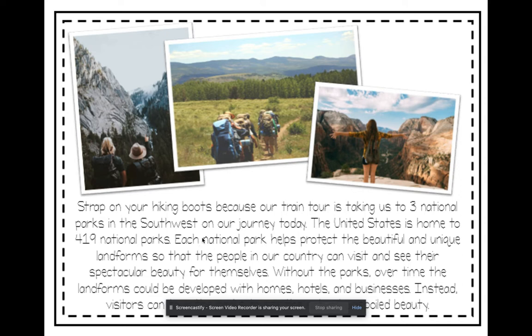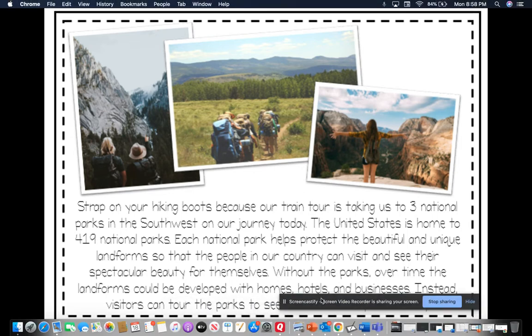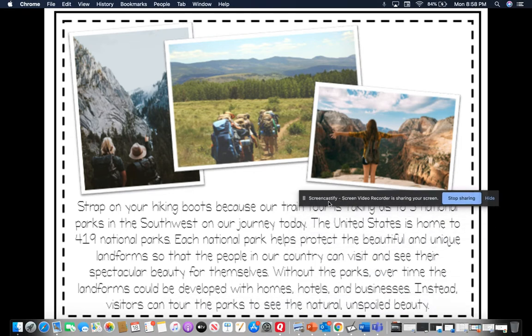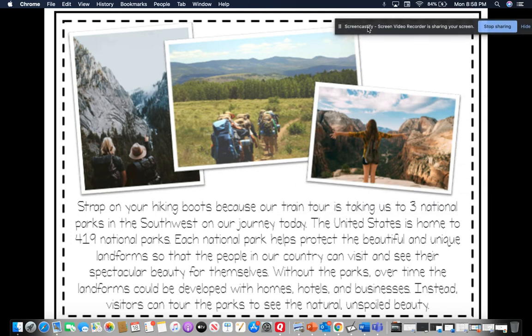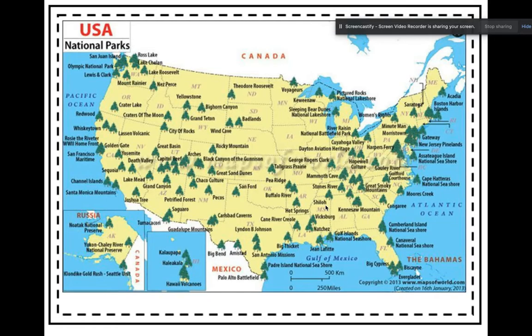So strap on your hiking boots because our train tour is taking us to 3 national parks in the Southwest on our journey today. The United States is home to 419 national parks. Each national park helps protect the beautiful and unique landforms so that the people in our country can visit and see their spectacular beauty for themselves. Without the parks, over time, the landforms could be developed with homes, hotels, and businesses. Instead, visitors can tour the parks to see the natural, unspoiled beauty.